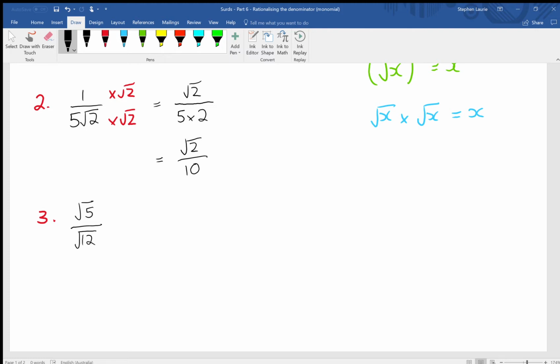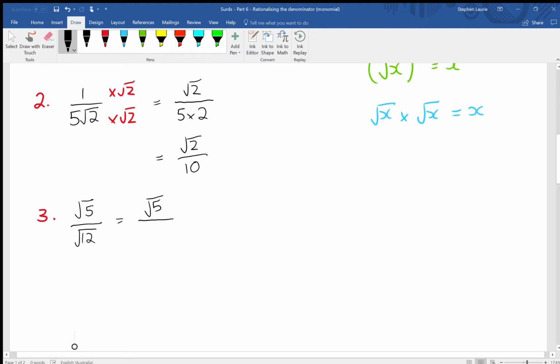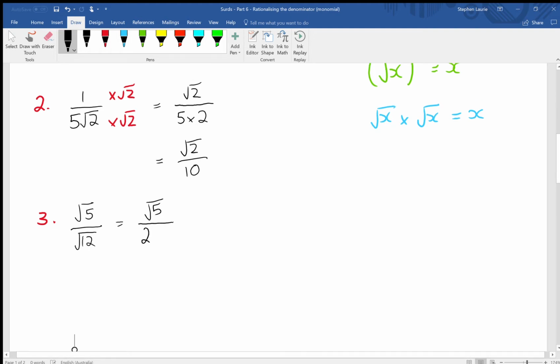Can we simplify the square root of 5? No. But we can simplify the square root of 12. What square number goes into 12? Well, that would be 4. And the square root of 4 is 2. And what's left over is the square root of 3.